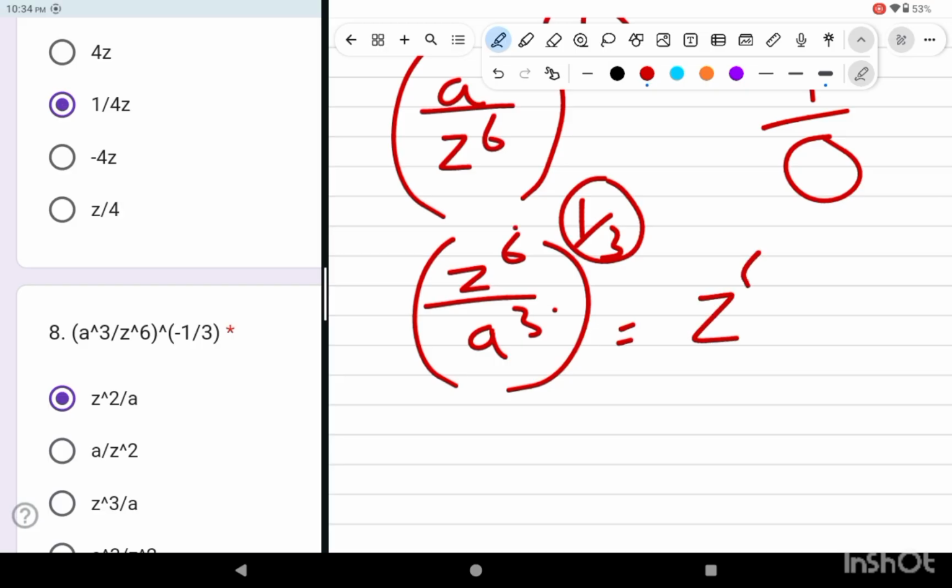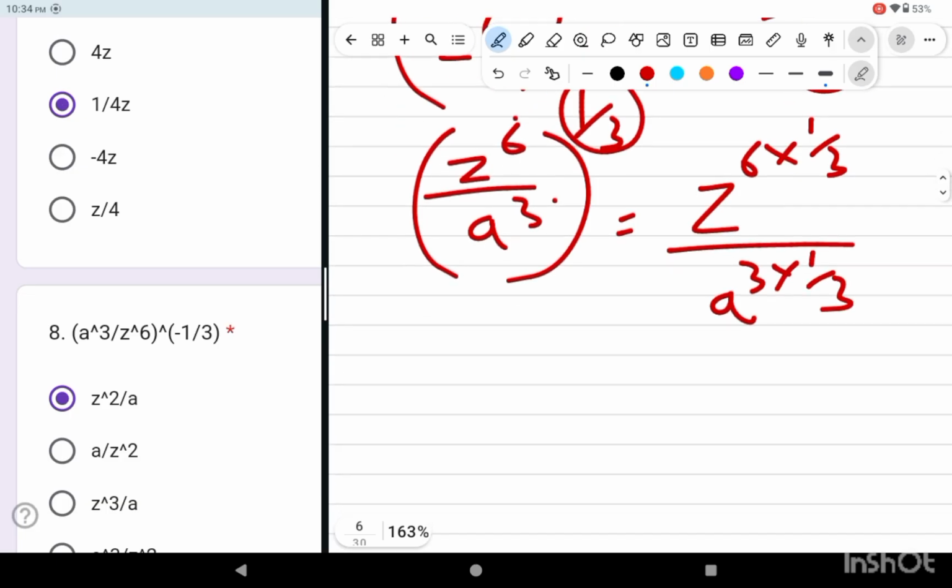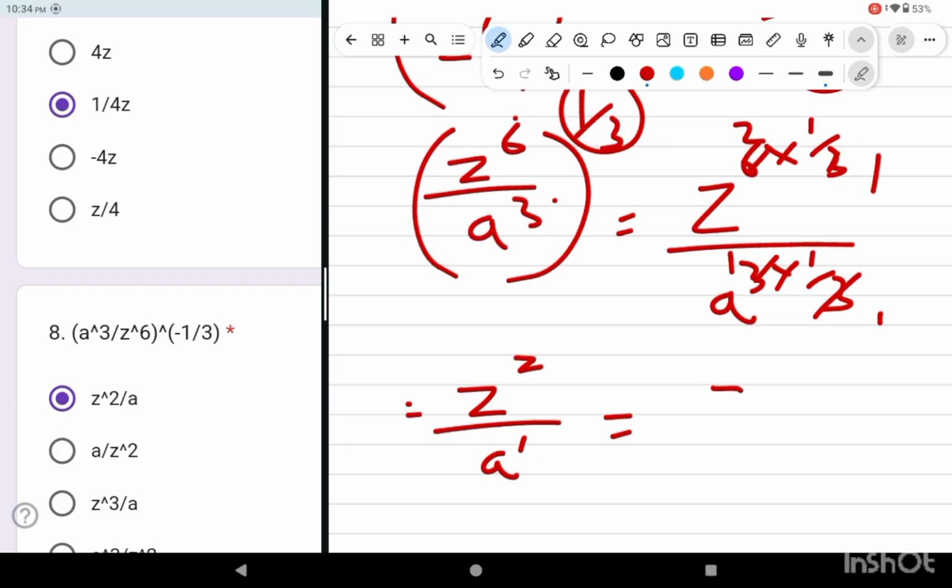Now let's multiply the powers throughout. We have z raised to power 6 times 1 over 3, all over a raised to power 3 times 1 over 3. Now we need to multiply out the powers. So 6 times 1 over 3 gives us 2, so we have z raised to power 2. Also 3 times 1 over 3 gives us 1, so that means we have a raised to power 1. Our answer becomes z raised to power 2 all over a.